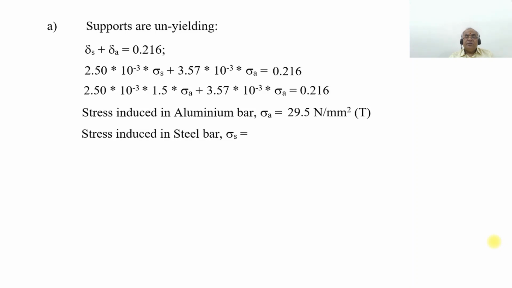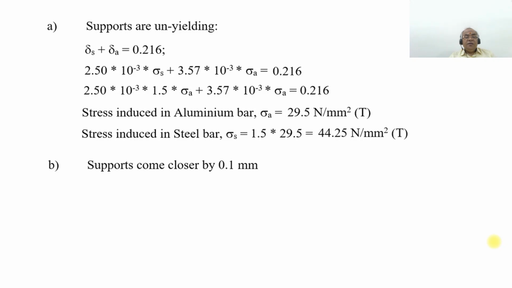Similarly, the stress induced in the steel bar, sigma S, will be equal to 1.5 times sigma A, that is 1.5 into 29.5, which is equal to 44.25 Newton per mm square, which is again tensile. When the supports come closer by 0.1, delta S plus delta A will be equal to 0.216 minus 0.1, so that will be equal to 0.116.